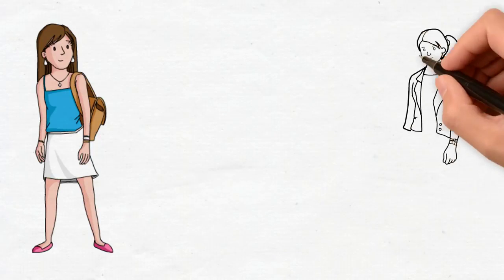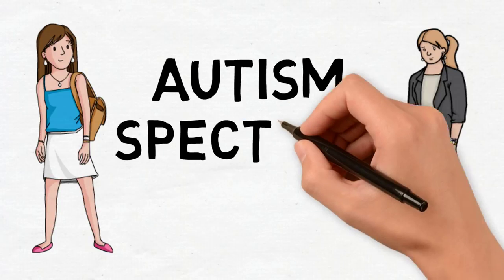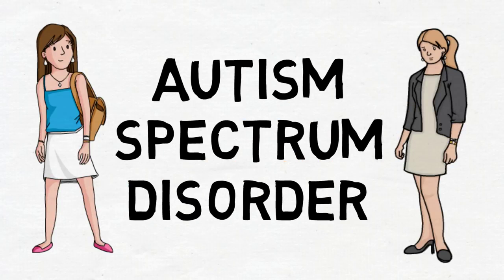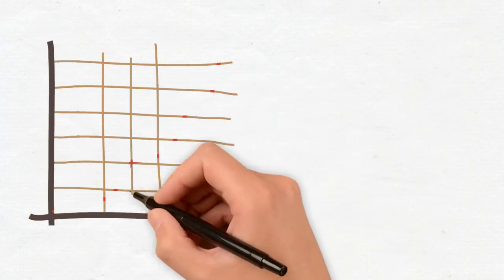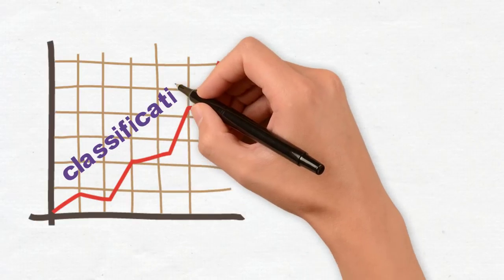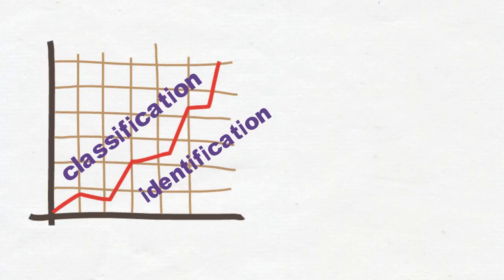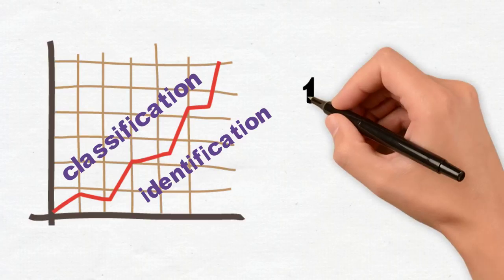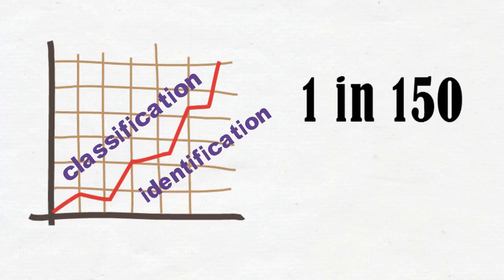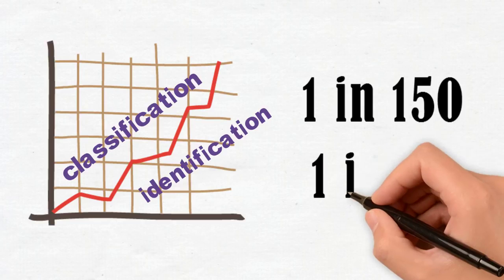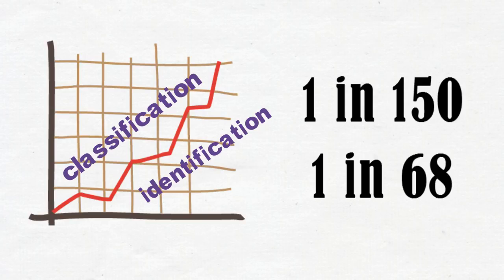And I'm Tara. And we're here to set the record straight about autism spectrum disorder, or ASD, because it's recently been a hot topic due to increasing classifications and identifications. As of 2010, the Center for Disease Control and Prevention reports as many as 1 in 150 children have ASD in the US. However, today, in 2016, it's now 1 in 68 children.